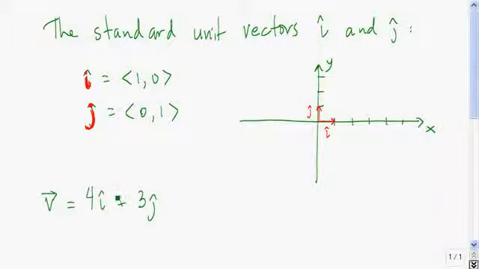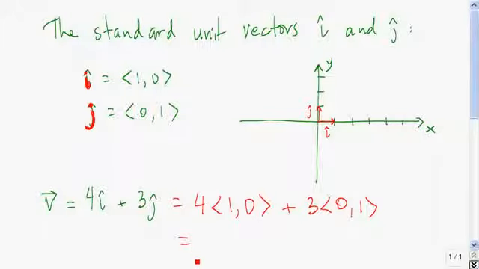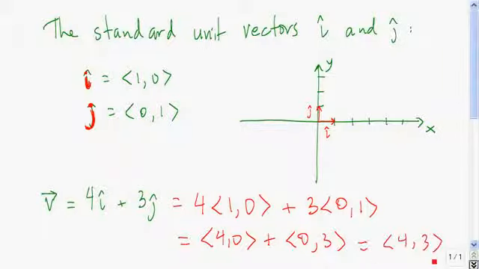So for example, we have the vector 4 times the unit vector i plus 3 times the unit vector j. Let's see what this vector is just by carrying out the multiplication and addition. That's 4 times the vector (1, 0) plus 3 times the vector (0, 1). So that's the vector (4, 0) plus the vector (0, 3). And finally we have the vector (4, 3).